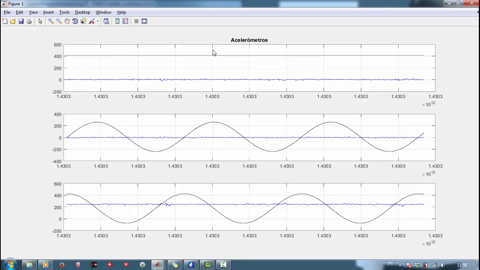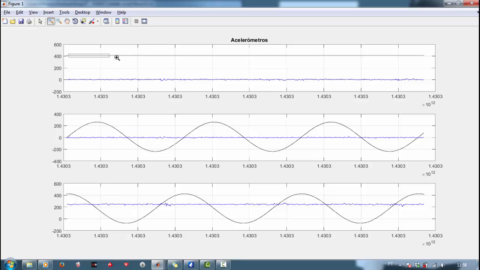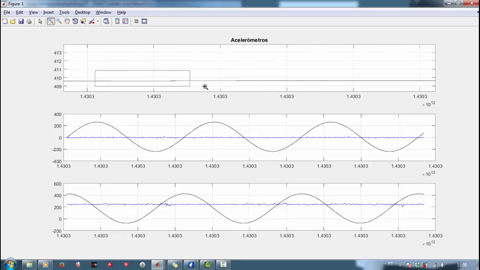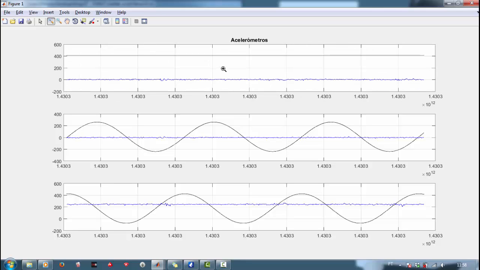As you can see in X, we did not make any kind of movement. If we look closer, we might find that there are small variations, but it's not really that much of a variation. And in Y and Z we can see the sine and cosine because we are making circles. Okay, so the first thing I will be analyzing, as I said, is the accelerometers.